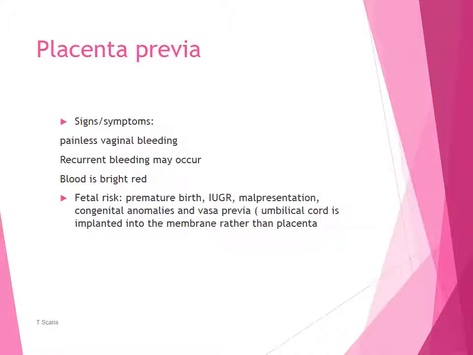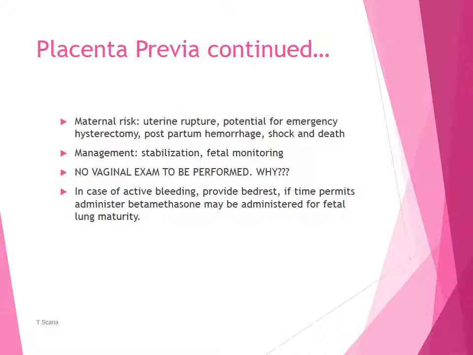Some of the fetal risks are premature birth, IUGR, malpresentation, congenital anomalies, and vasa previa. What is vasa previa? It is when the umbilical cord is implanted into the membrane rather than the placenta. That is called vasa previa. Maternal risks are uterine rupture, potential for emergency hysterectomy, postpartum hemorrhage, shock, and death.